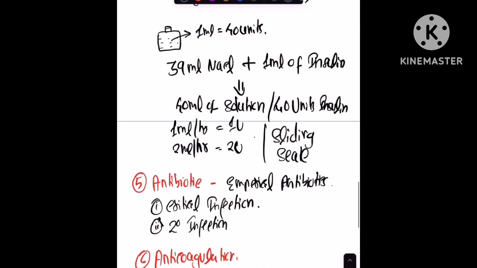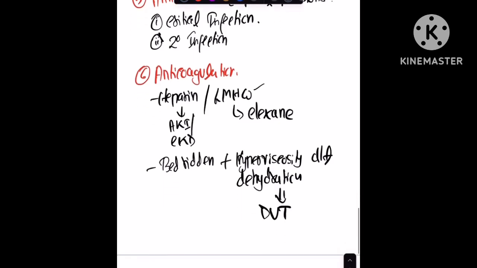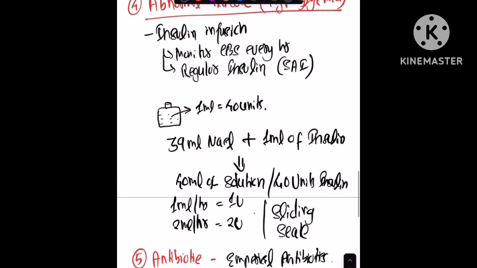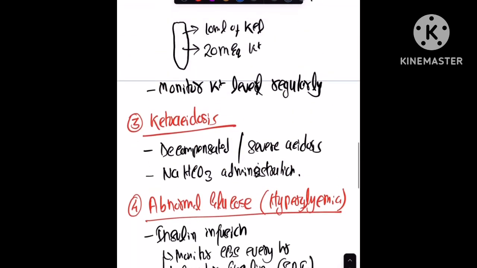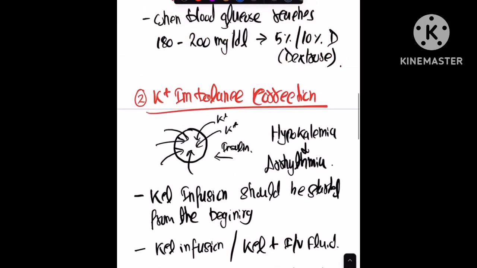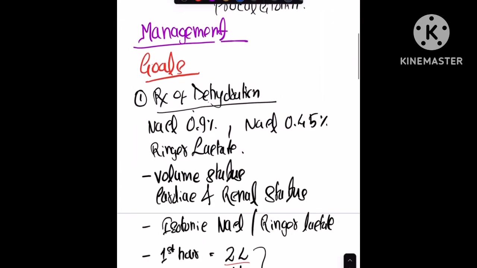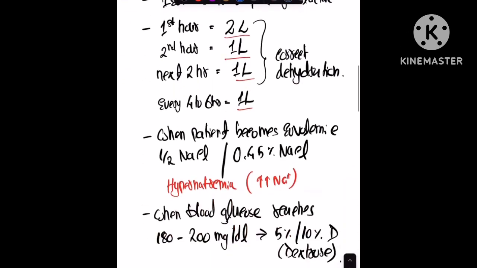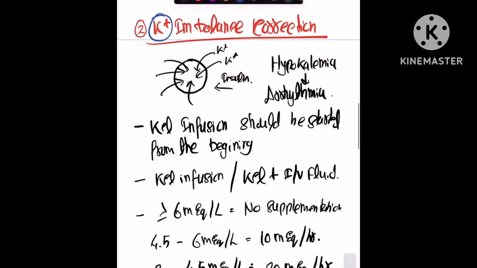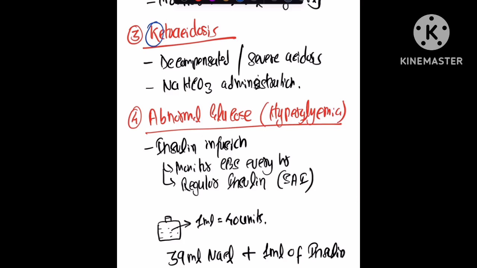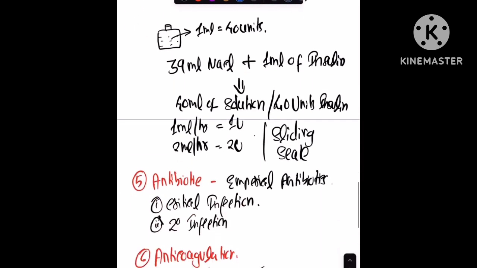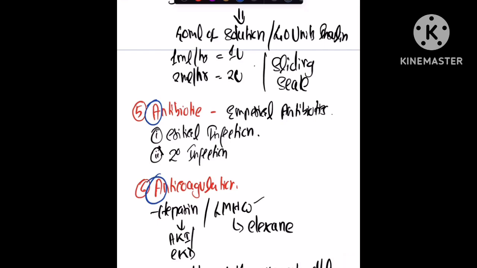And also, after the patient is stable, you have to go for a plan for managing the diabetic status of the patient on a long term basis. Just for the mnemonic, as I said, D, K and A, diabetic ketoacidosis. D is treatment of dehydration. One K stands for potassium imbalance. Another K stands for ketoacidosis correction. Then A stands for abnormal glucose, which is hyperglycemia, another A for antibiotics, and A for anticoagulation.